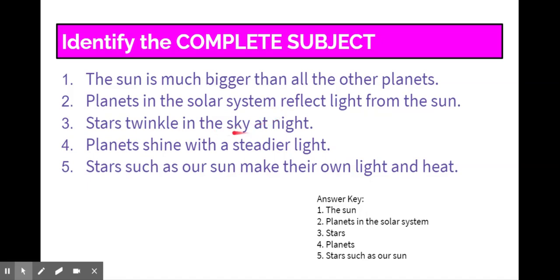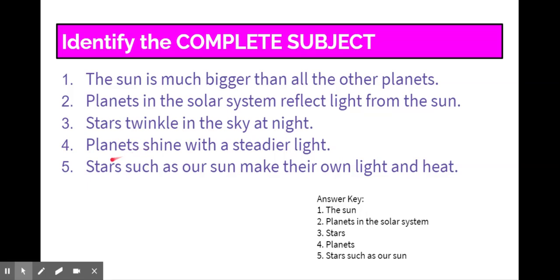Now this one's a little goofy. Notice the word stars. It's the multiple of the word star. It means more than one. Stars twinkle in the sky at night. So it's not stars twinkle, because twinkle is a verb, right? A predicate maybe? Wink, wink. But we're looking for the subject. So the word is stars. Number 4, planets shine with a steadier light. Again, multiples, planets. Right here, so we only need one word, but it's multiple of the same word.